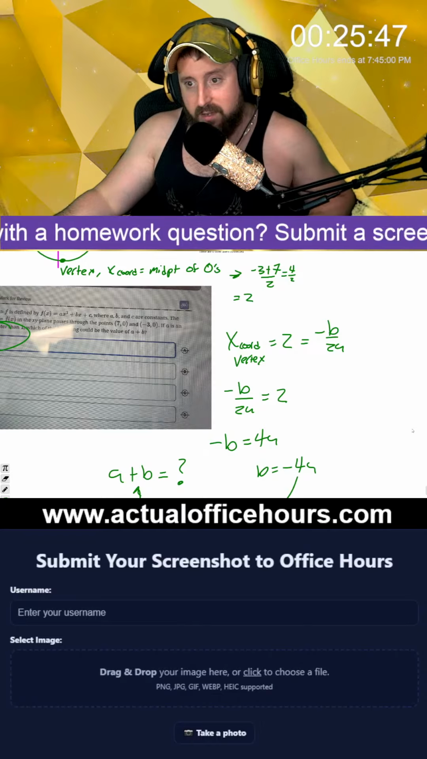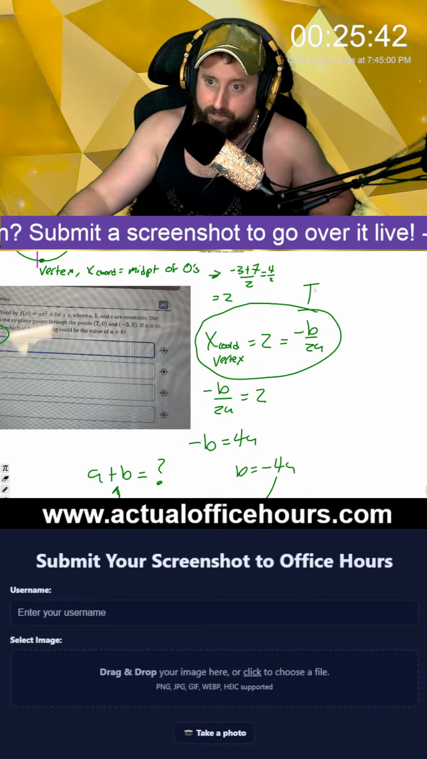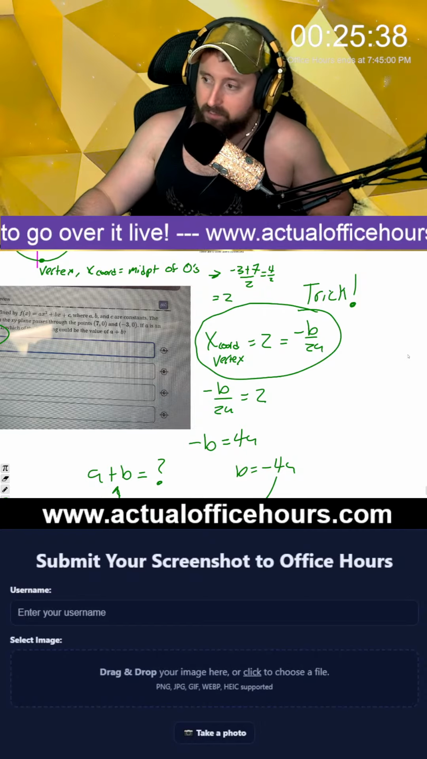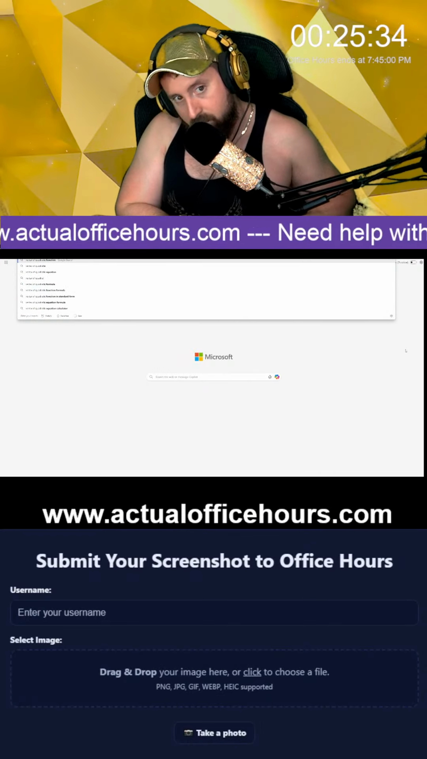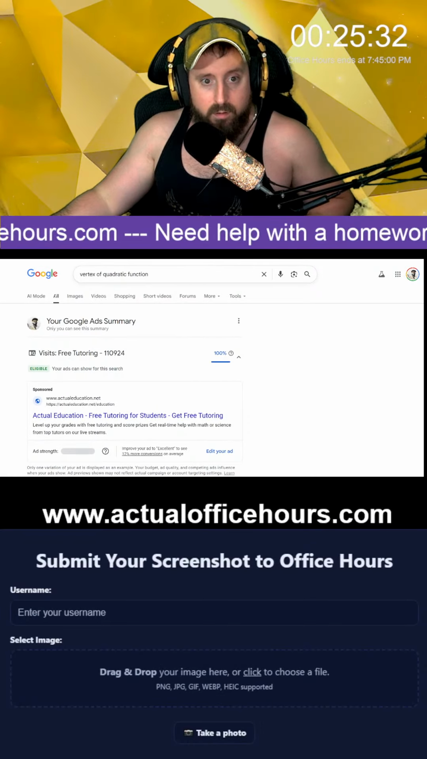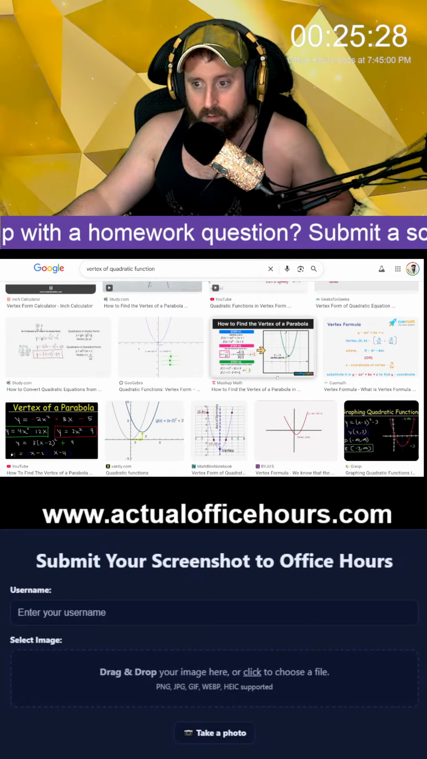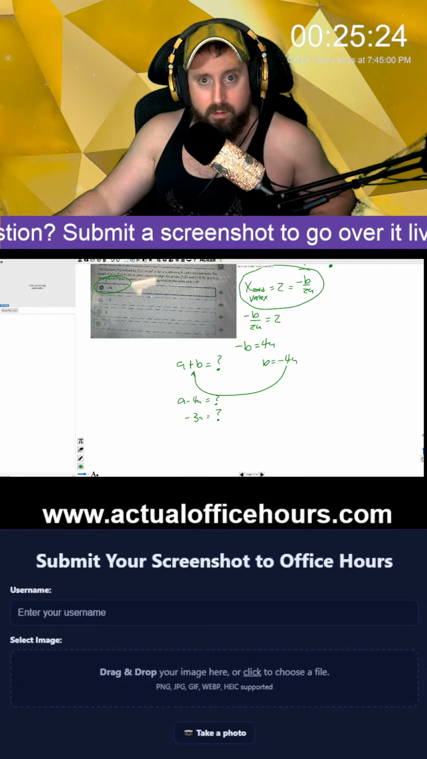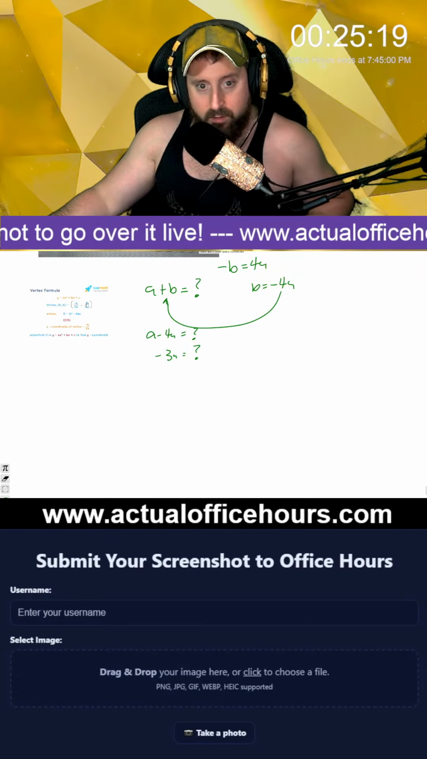How negative b over 2a? This is something you just memorize. This is a trick. You just have to know that. It's a trick for parabolas. There's a derivation somewhere, but here you go. It's the axis of symmetry formula. Yep, DM Scrader's right. That's another thing.